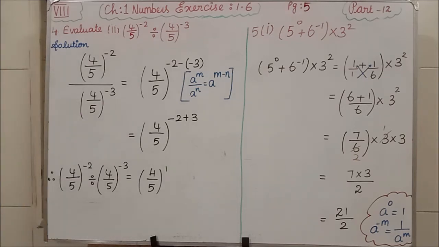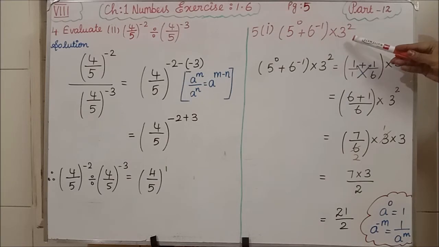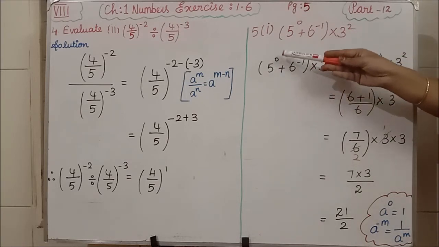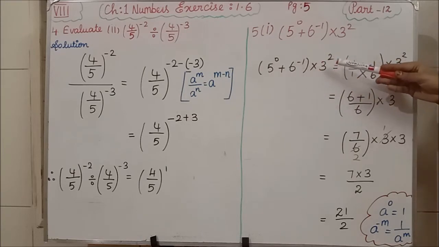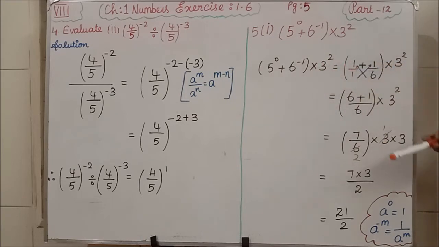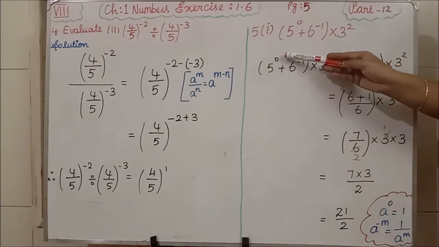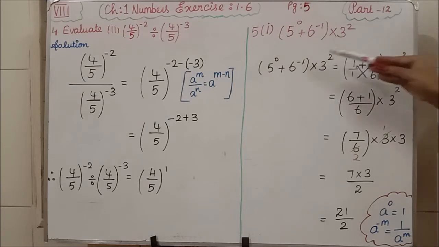Next we will see the fifth question, first subdivision. See the question: 5 power 0 plus 6 power minus 1 into 3 square. Okay, now we'll start the solution. 5 power 0 plus 6 power minus 1 into 3 square is equal to. In the introduction itself, I told you, any number power 0, what is the value? 1, I told you. Isn't it? A power 0 is equal to 1. So 5 power 0 also is 1. Plus 6 power minus 1 means, how can we write?